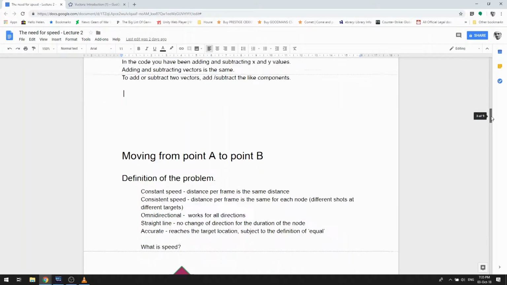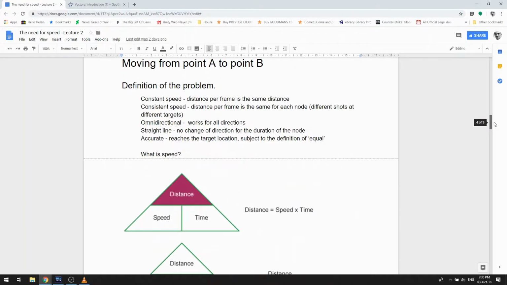So that concludes our review of last week. Moving on to what we're doing this week, we're looking at how we can move from point A to point B. This is quite a common process in games. It seems very obvious and appears very simple, but it isn't necessarily so.